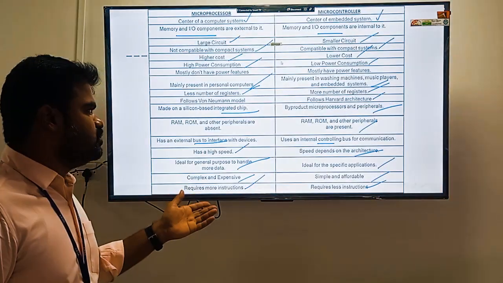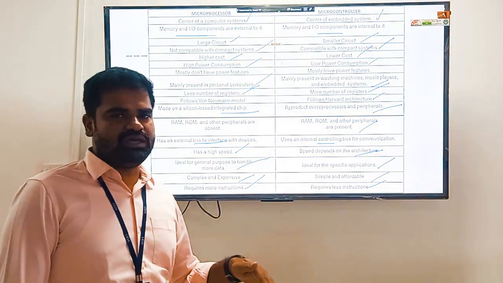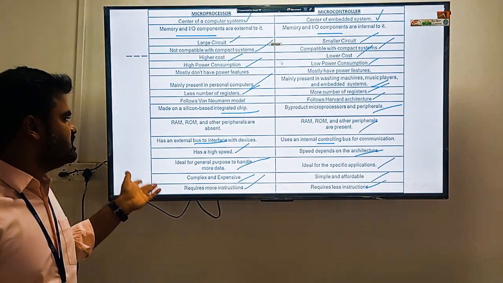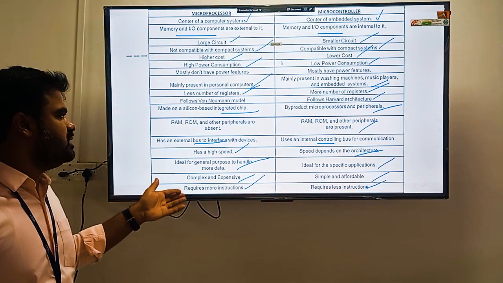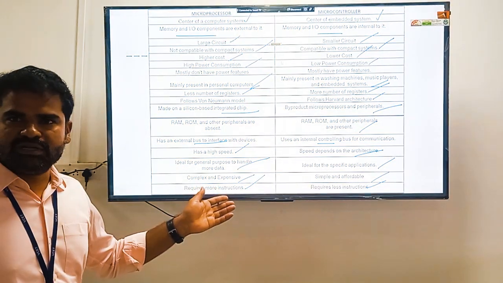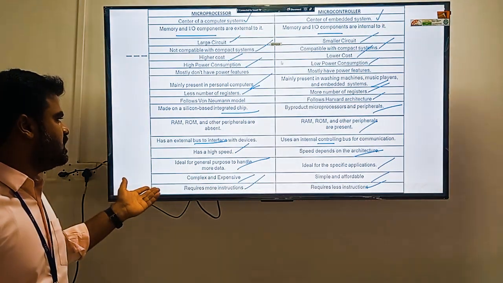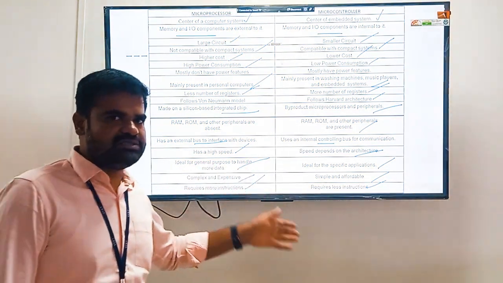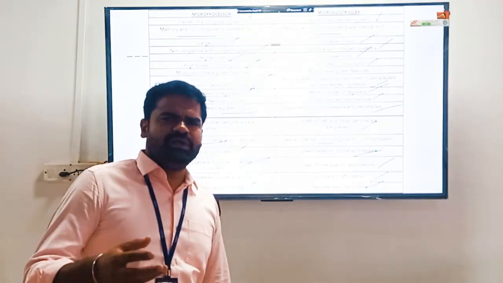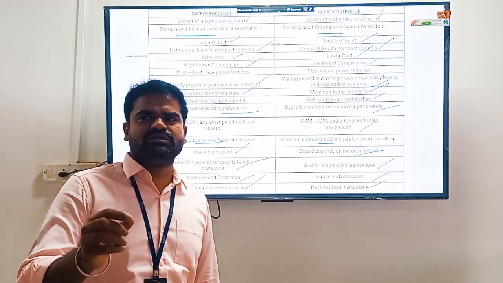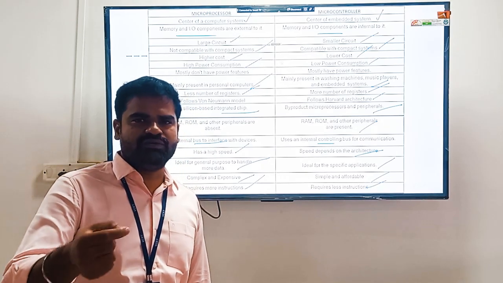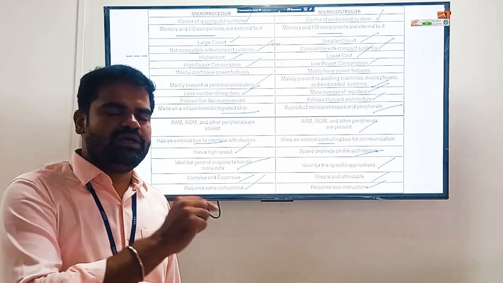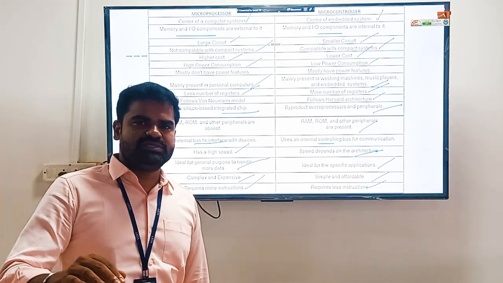Next one is, the microprocessor uses a bus for communication purposes, and the microcontroller uses internal controlling for communications. The microprocessor is high speed, while the microcontroller's speed depends on its architecture. The microprocessor is general purpose, handling a large amount of data. The microcontroller is for specific applications only. Specific applications include a washing machine, where it is used for swing, rotate, likewise only. So a microcontroller is used only for a specific purpose.